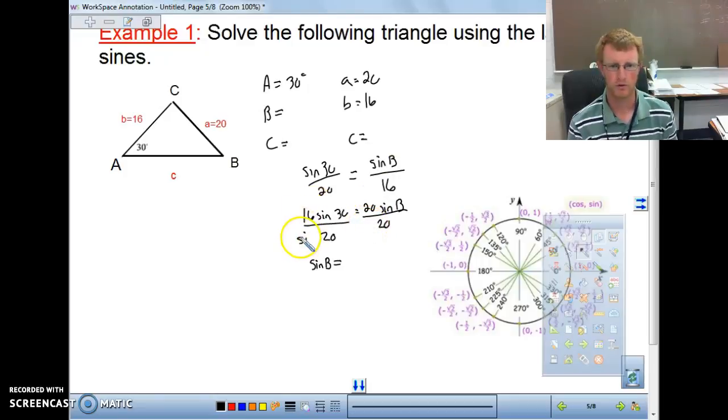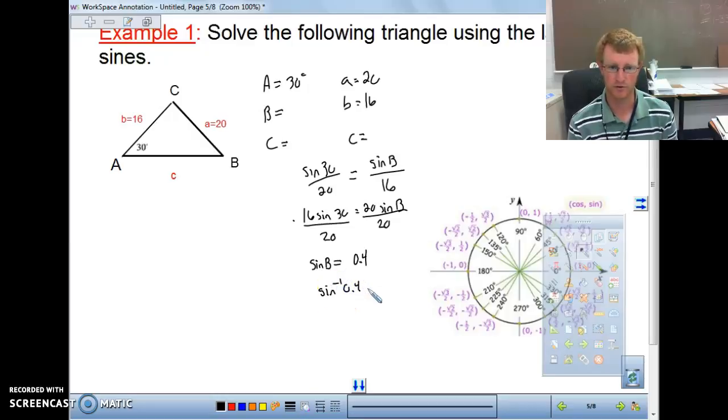Oh, that's right. I apologize. So we have to divide by 20 on both sides. We have 16 sine of 30 divided by 20 is equal to sine of b, which equals 0.4. Now remember, to figure out what an angle is with a trig function, we have to use the inverse. So we use a calculator for this.